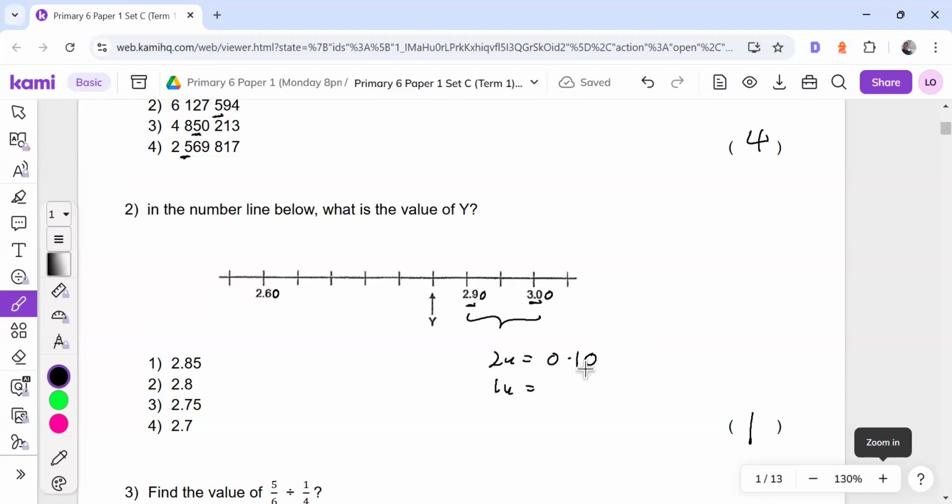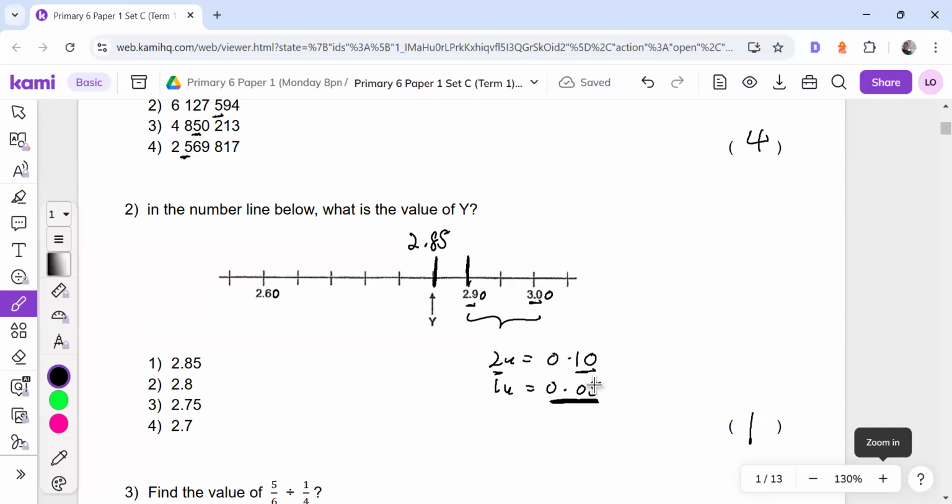Then 1 unit will be, you take 10 divided by 2, that will be 0.05. Okay, 0.05. That's 1 unit. Then you start counting. Okay, so 2.9, you count backwards, that will be 2.85. How do you get 2.85? You minus 1 unit, minus away 0.05.